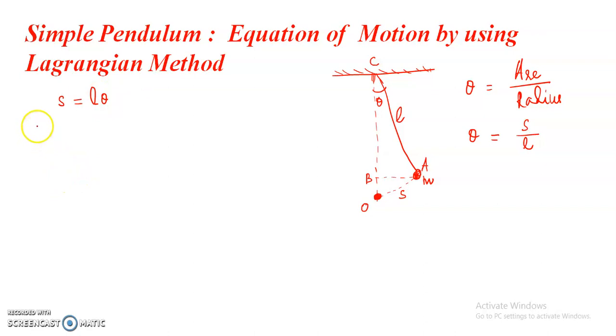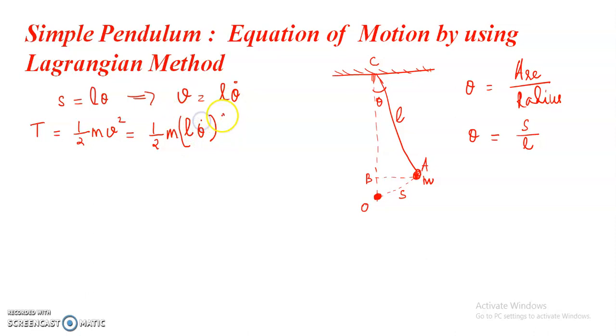Now kinetic energy T equal to half mv square. Here the displacement is taken as S, so V equal to L theta dot. So half m into L theta dot square, that is equal to half m L square theta dot square. So kinetic energy is half m L square theta dot square.